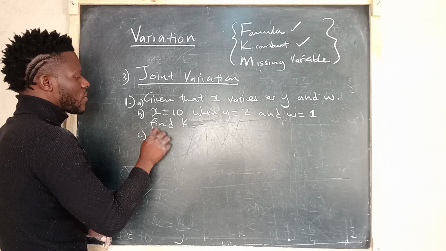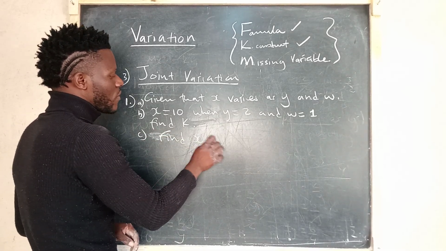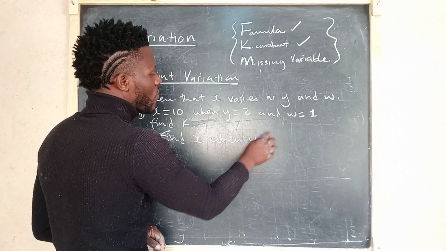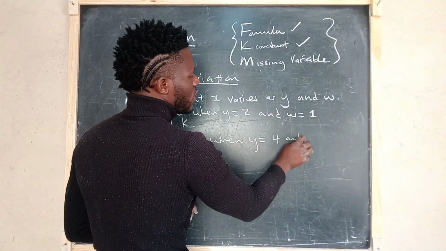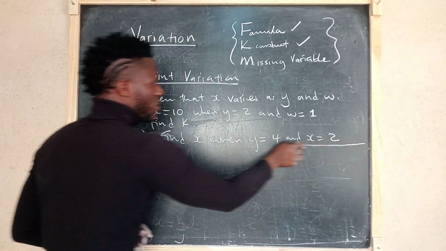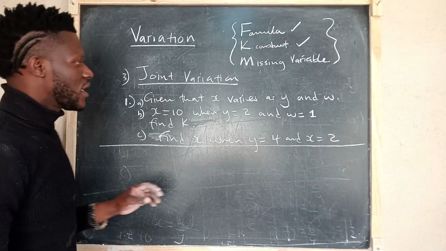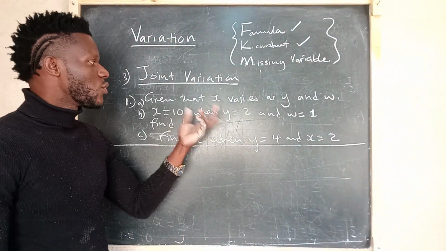Then part C, find x when y is equal to 4 and w equals 2. That's the first type of joint variation. Joint connects or links more than two variables.